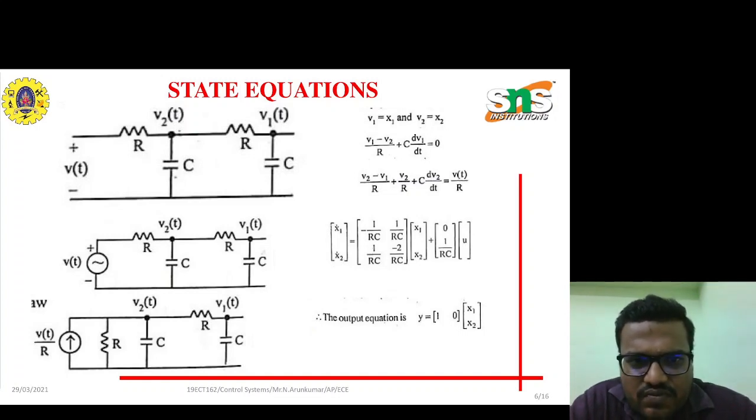In this, (V1 minus V2) divided by R plus C into dv by dt equal to 0, because it's the system which must process the value of the concerned voltage. And next is (V2 minus V1) divided by R plus V2 by R plus C into dv by dt equal to V of t by R.